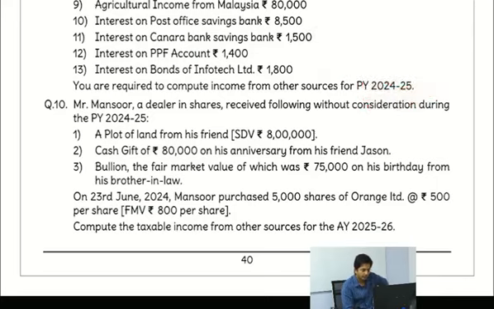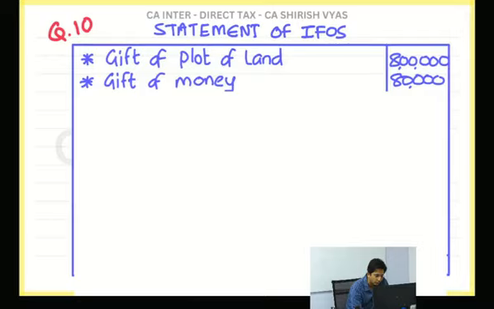So tell me, fair market value is how much? 75,000 on his birthday from his brother-in-law. Spouse, so we need to tax. I am Dr. LC, does it fit here? See, you have received the gift from brother-in-law. See what is written? On his birthday from his brother-in-law. So his brother-in-law means what? Wait, I will show you the chart of the relative.